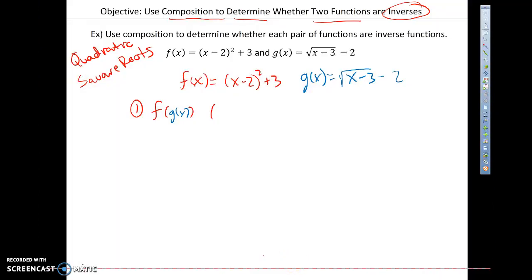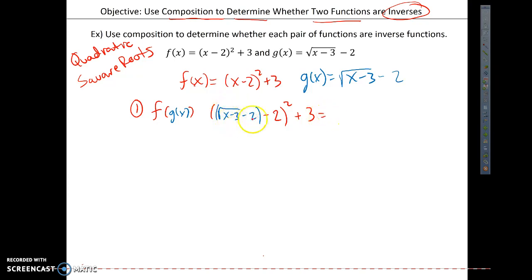What ends up happening here is that g of x goes inside for f of x. So I get the square root of x minus 3, minus 2, and that is inside here, in for x, and I'm going to subtract 2. I'm going to square that quantity, and I'm going to add 3. So there's a lot going on here, but we're just going to simplify it step by step.